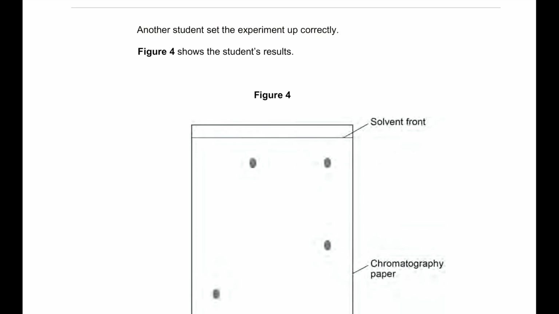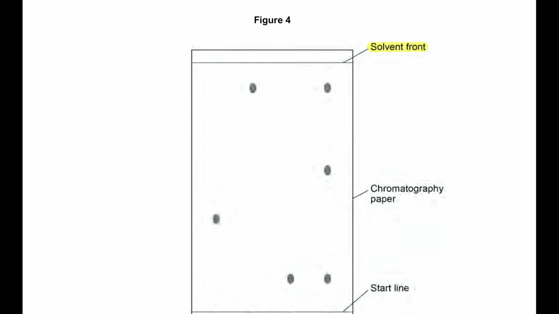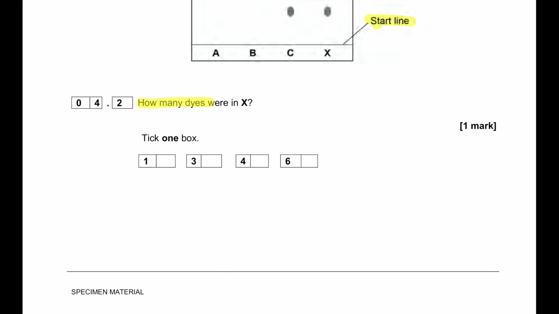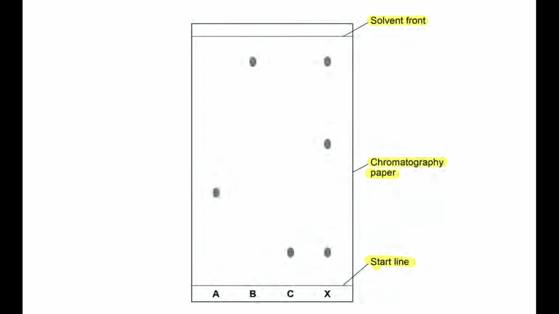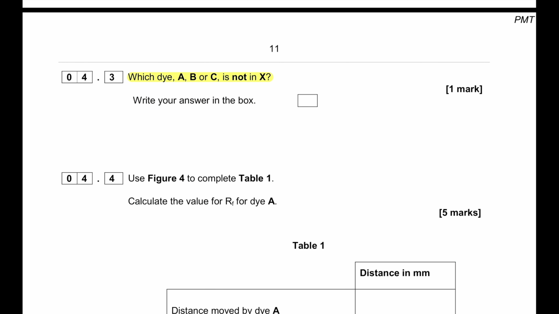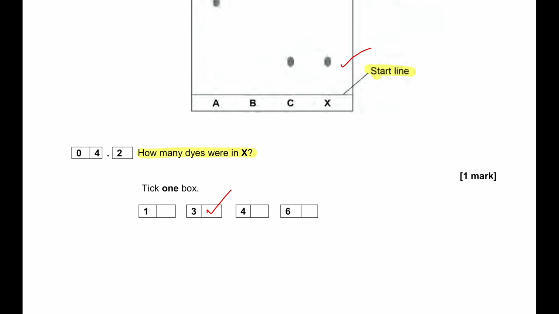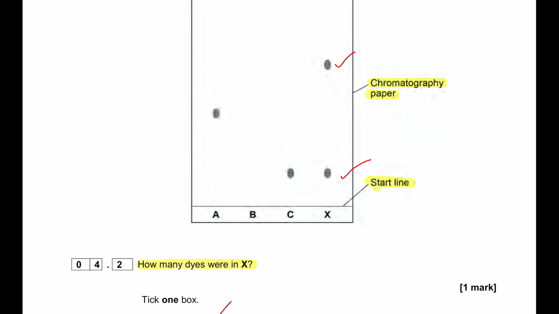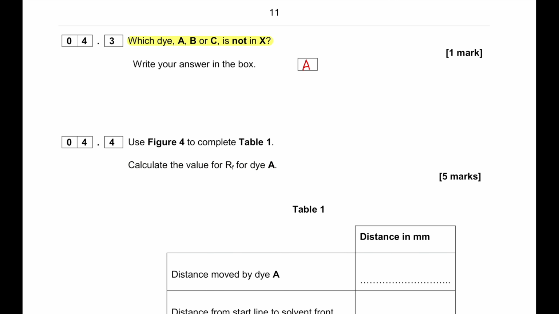Another student set the experiment up correctly. Figure 4 shows the student's result. Solvent front, chromatography paper, start line. How many dyes were in X? We can see X consists of 3 different spots. That means there were 3 dyes. Which dye, A, B, or C, is not in X? So X does not contain A. We can see because if we draw a parallel line, we do not find a spot in X for A.